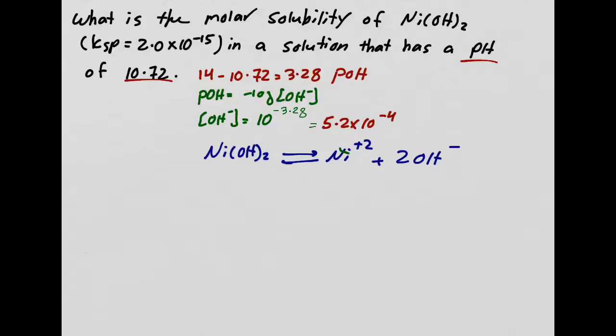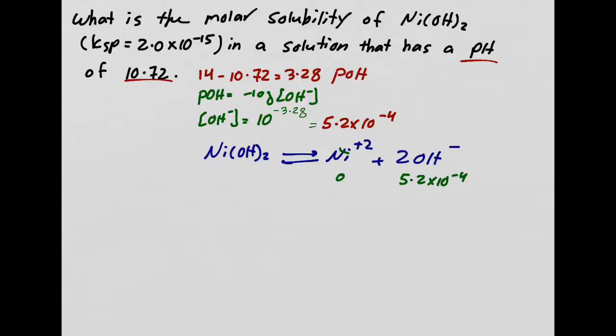So this is not dissolved just in water. It's dissolved in a solution that already has some OH minus in it. Now, what kind of problem is this? What do you think? Yeah, this is a common ion problem. At the beginning, I have none of this, but at the beginning, I have some of the OH minus. It is a common ion problem again, right? Because I have some of the OH already in the solution.